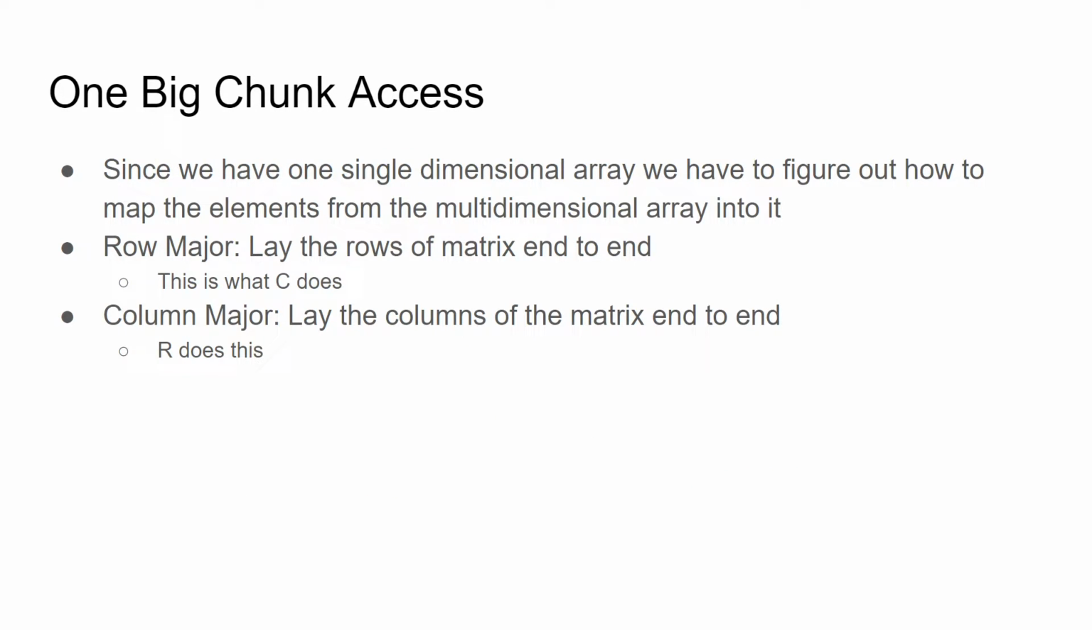So with one big chunk, we have a couple of options. The first thing that we might decide to do is, how should we lay it out? Should we lay out our rows end to end, row major, or should we lay out our columns end to end, column major? Row major is used by C, and column major is used by R.